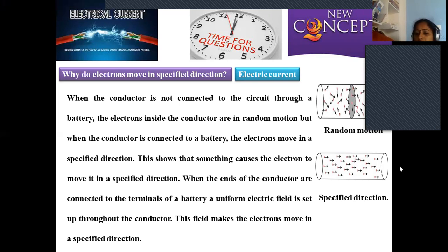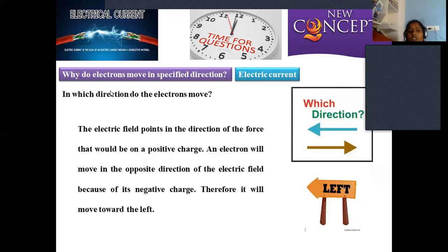When it is connected with the battery, then only is there a specified movement. Otherwise, there is random motion in all possible directions. In that case, we are not able to get any kind of electricity. And another question we got: why do electrons move in the specified direction?